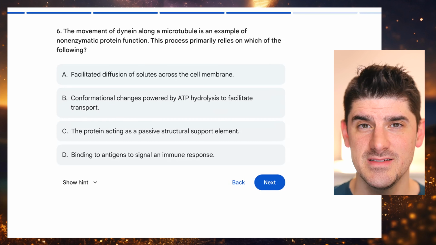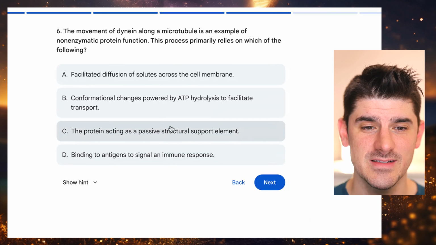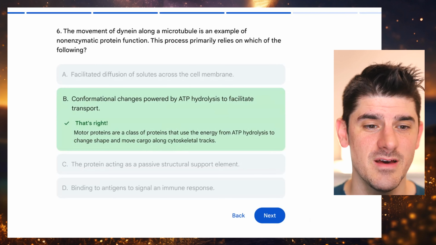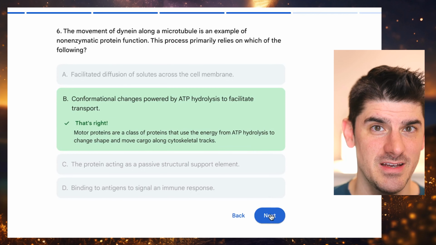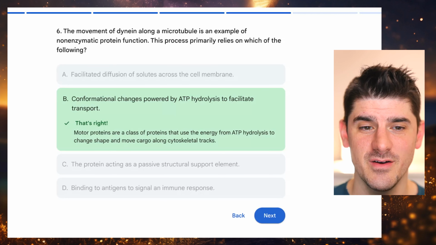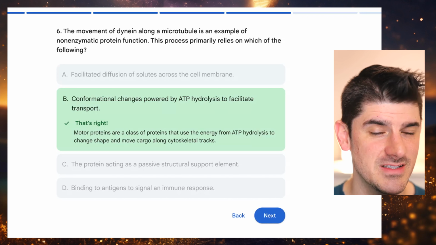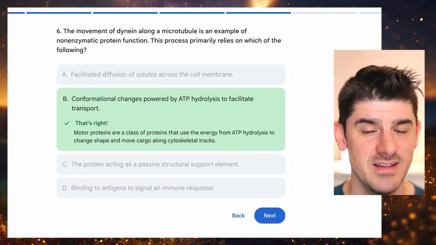All right. Dynein is a classical example of an ATP-powered motor protein. It is burning through ATP to undergo the conformational changes that it needs to facilitate this kind of transport.